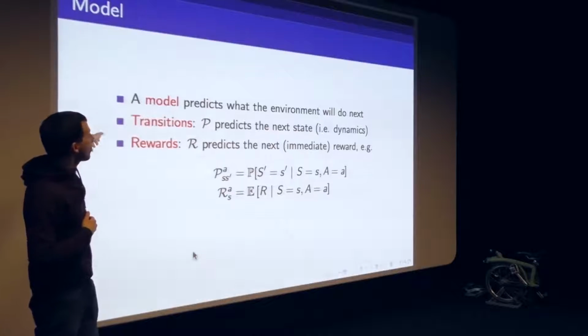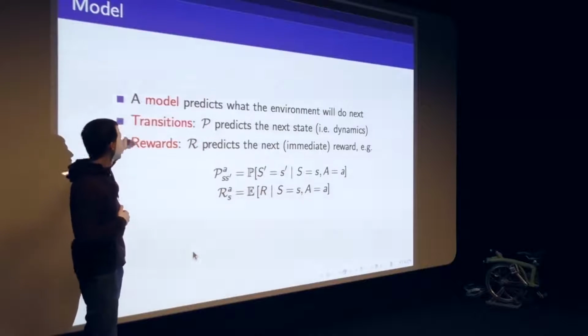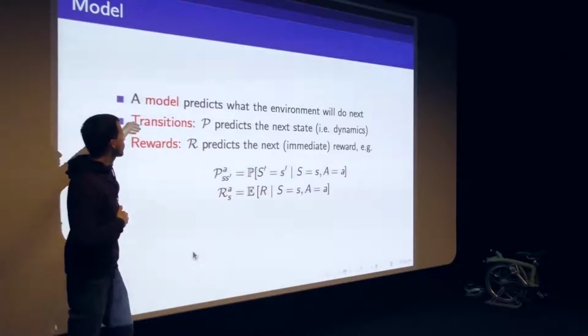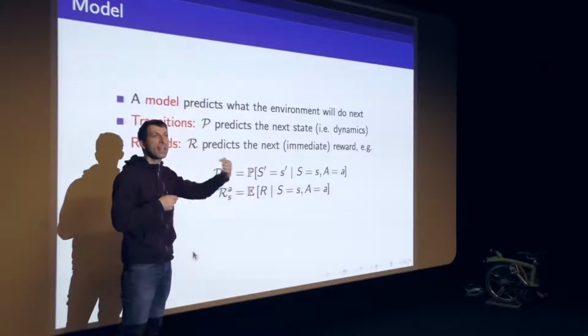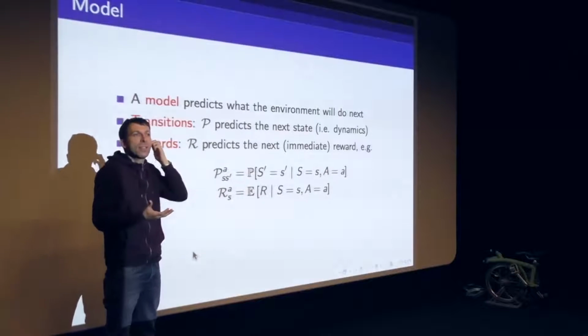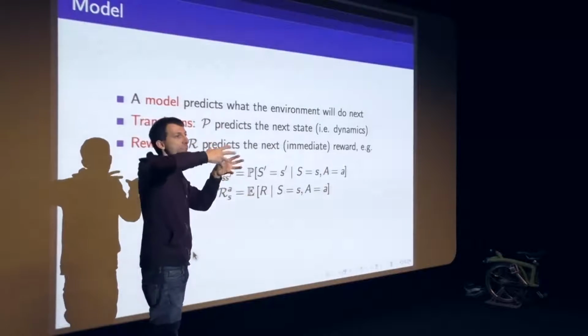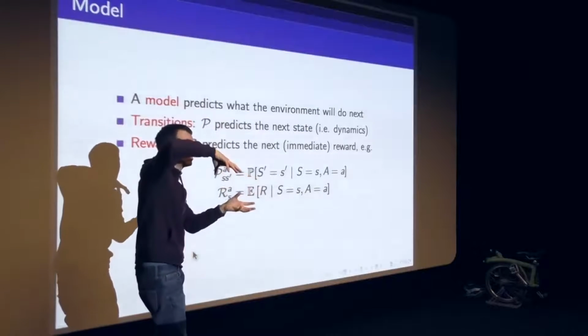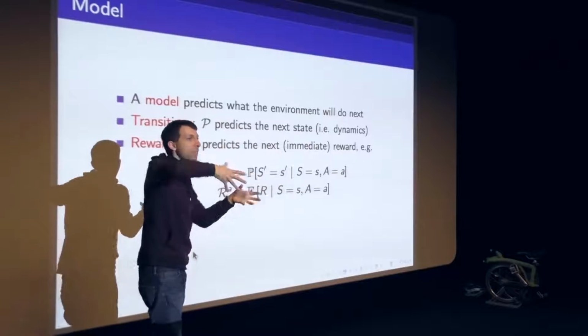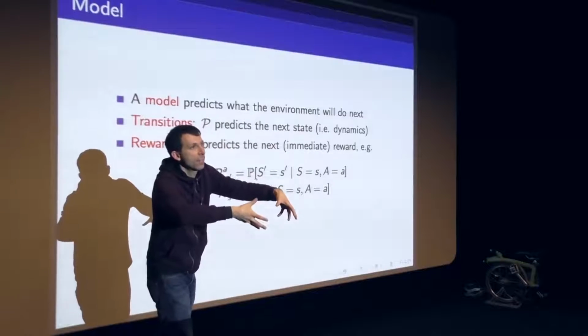Specifically, the way we normally do this is to have two parts to our model: a transition model and a reward model. The transition model predicts what the next state will be, predicting the dynamics of the environment. If this was the helicopter, this is the thing that says that if the helicopter's facing this way in this position with this angle, and the wind is coming in this direction, then it's likely to move to this position and this angle, and so forth.